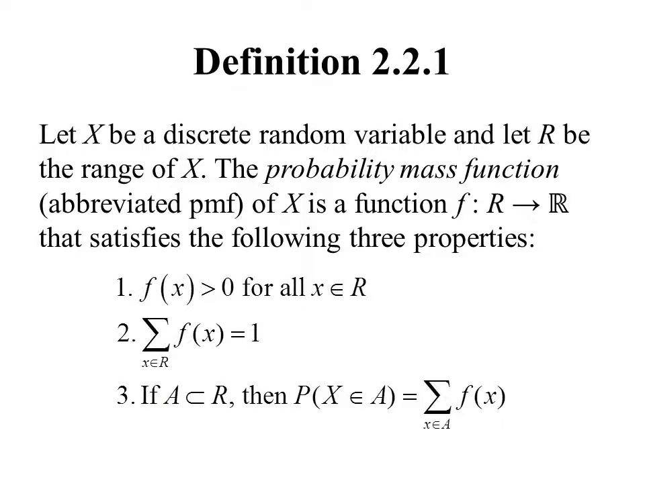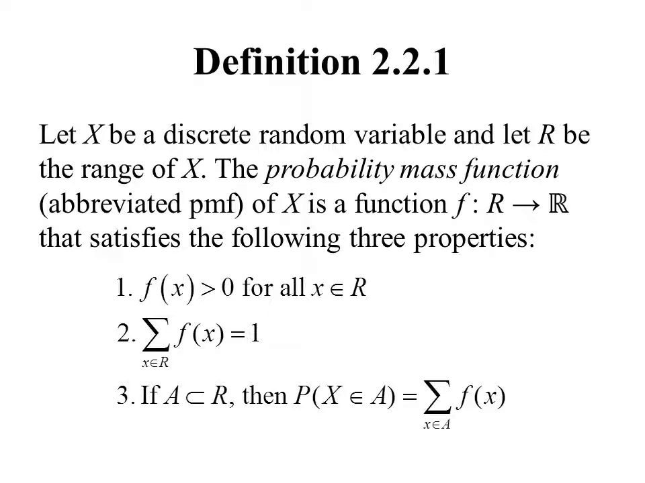Let's give a more formal definition of this. Let X be a discrete random variable and let R be the range. The probability mass function of X is a function, little f, that takes those values of the random variable and maps them to the real numbers, and it satisfies the following three properties. Let's stop right there for a second. A probability mass function is a function, meaning it's going to take in something and spit out something else. In this case, it takes in values of the random variable, which are real numbers, and returns another real number.